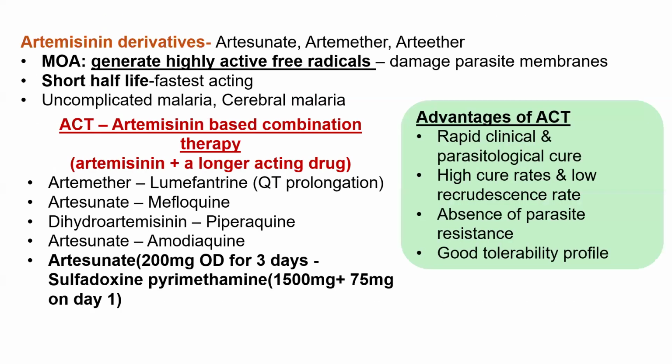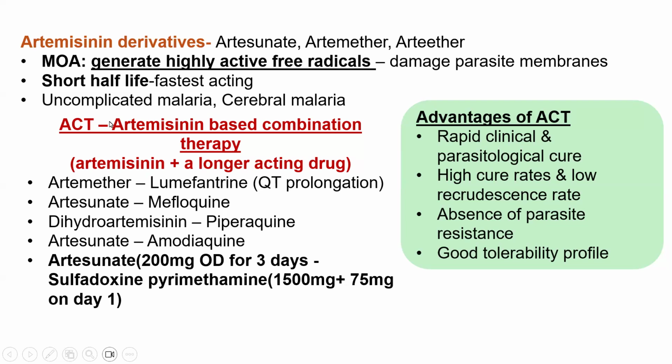And coming to the next drug, artemisinin derivatives. We know artesunate, arteether, and artemether are the main drugs. The mechanism of action is that it acts by generating highly active free radicals, which damage the parasite membrane. The main disadvantage is shorter half-life. That's why we commonly use artemisinin in combination therapy along with a longer acting drug.